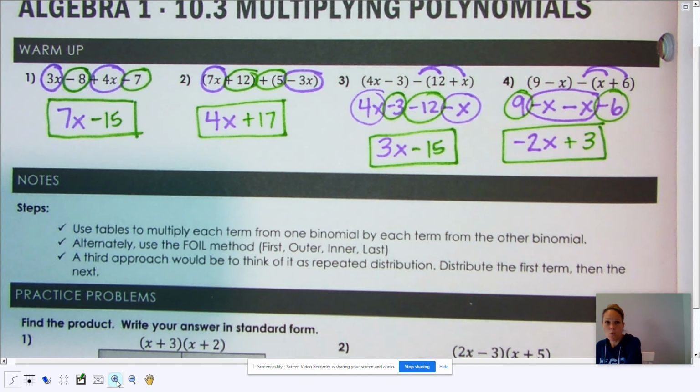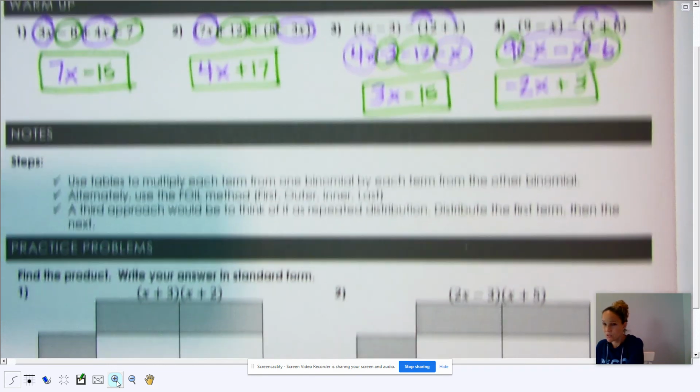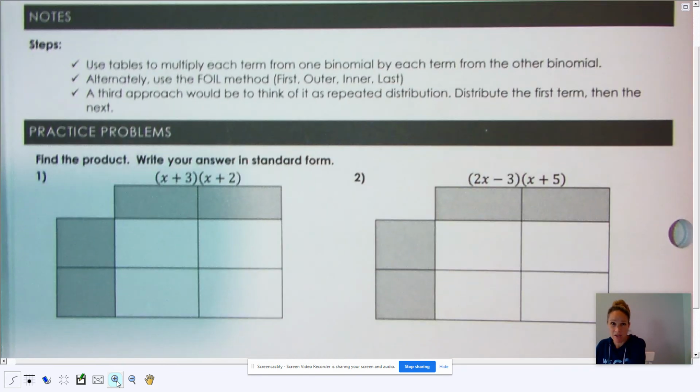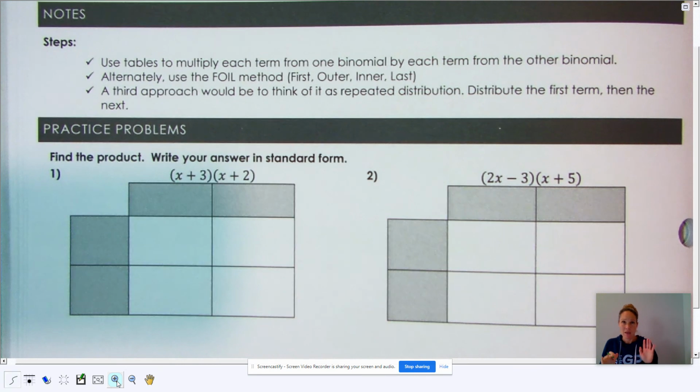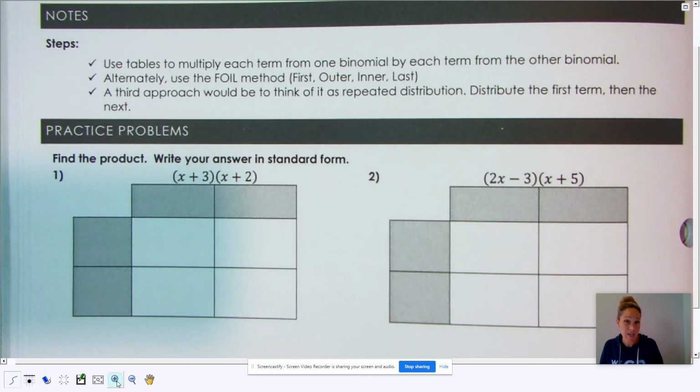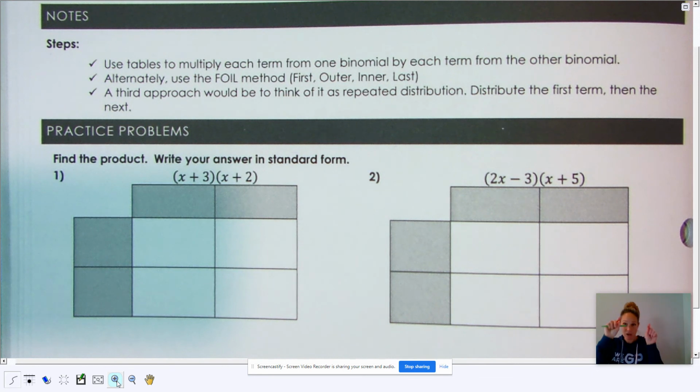Okay, so one is to set it up in tables. And I don't know how many of you guys in science have done Punnett squares yet. But you know, you have like big B, little b for blue eyes and brown eyes and whatever, and you use the table to find all the different combinations. We're going to do the same thing for multiplying our polynomials.